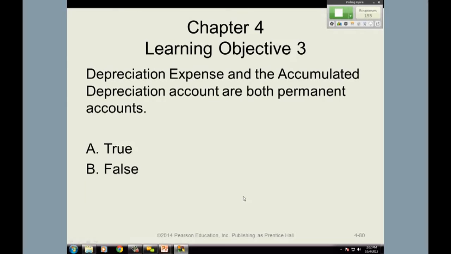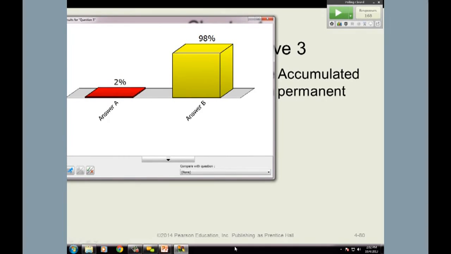Got about 15 seconds. Okay. All right, so yeah, B is correct, because of the fact that depreciation expense is a temporary account. Accumulated depreciation is a balance sheet account, it's a contra asset account. So the answer, of course, is going to be B.